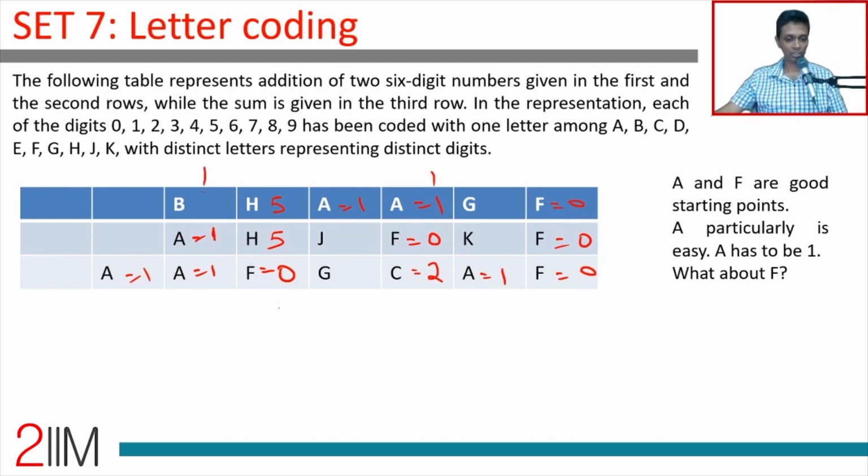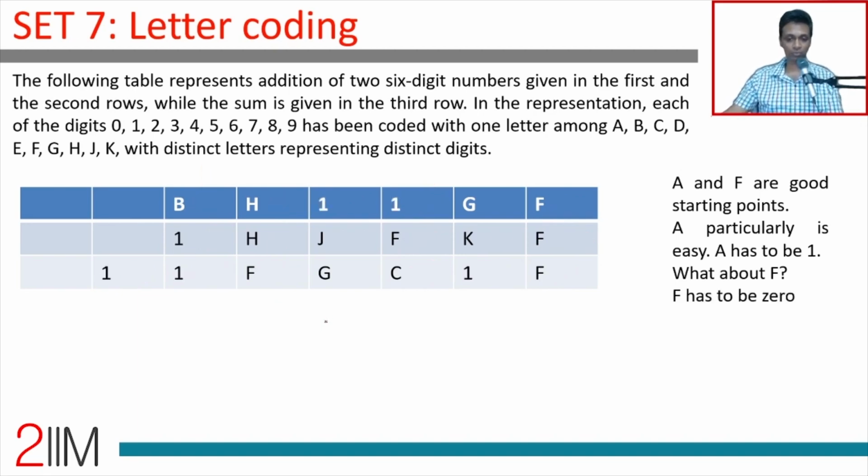And so 1 plus 1, 2. 2 plus something should give us 1 with 1 carried over. So this number is 9. We are practically through. A is 1. F is 0. H is 5. B is 9. C is 2.